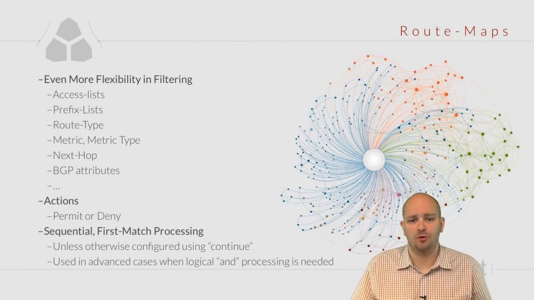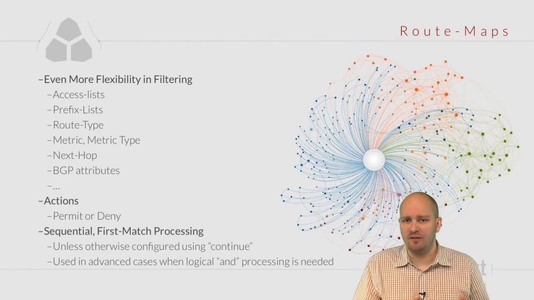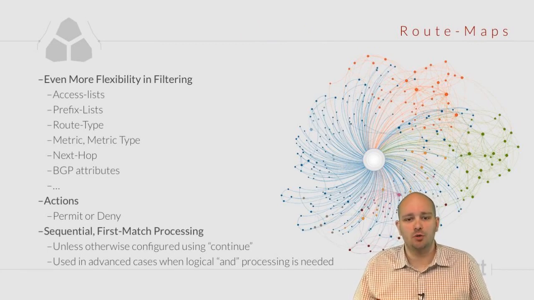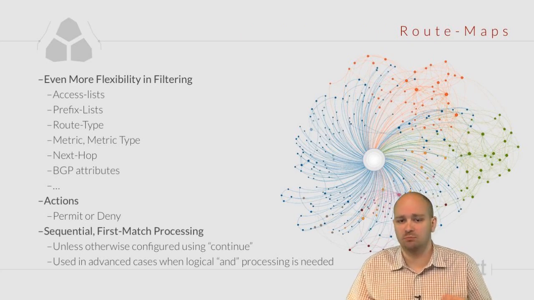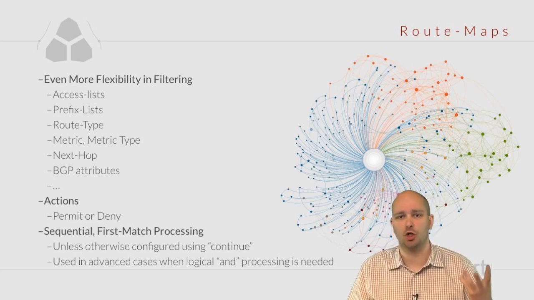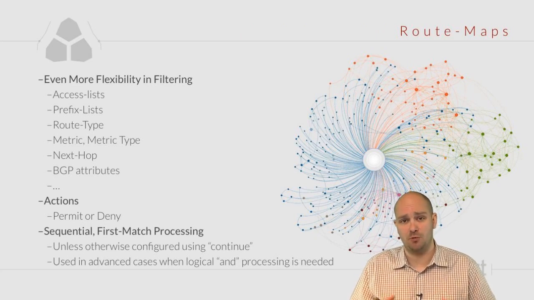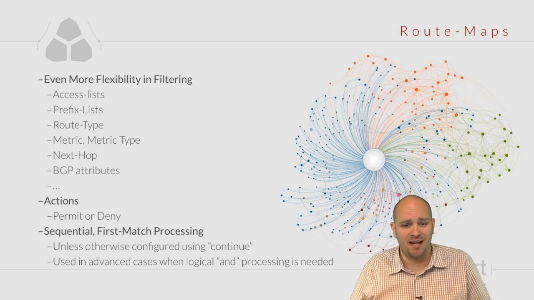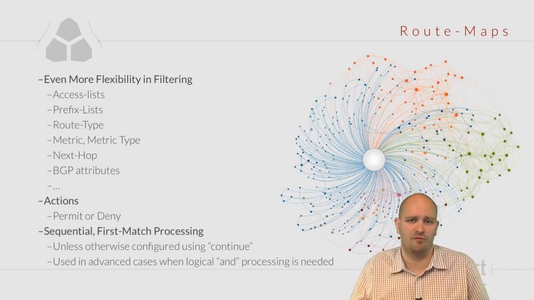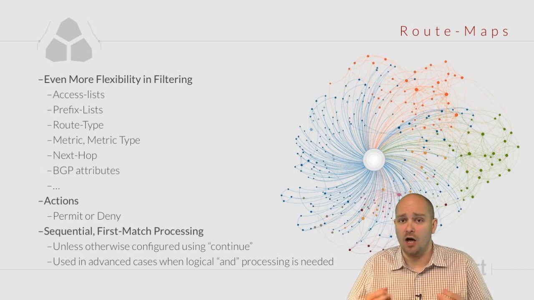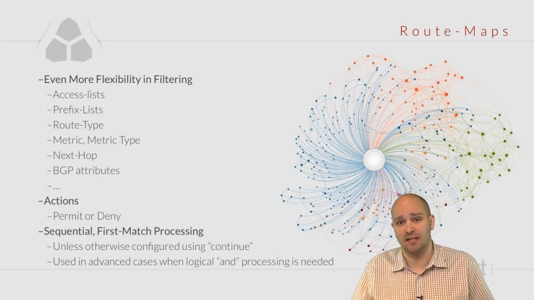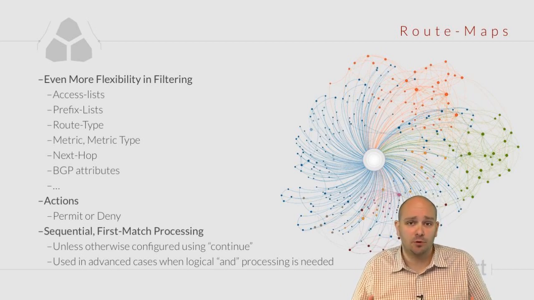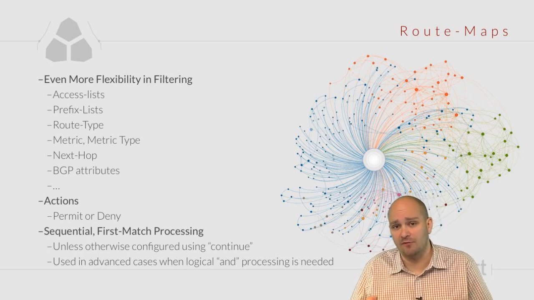What we can do with route maps is we can not only reference the routes using prefix lists, but we can use access lists or prefix lists, or the route types. Is the route internal or is it external? We can match based on a specific metric or the metric type. We can match based on IP next hop, BGP attributes, and so many different things. And we can either permit or deny routes based on these criteria, and route maps, similarly to prefix lists, are processed in a sequential fashion.